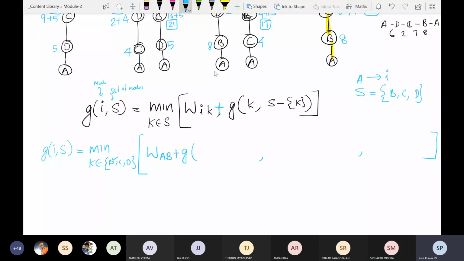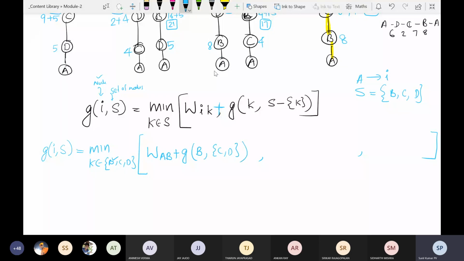This is B. So first, a node should come, then a set of nodes should come. So what is the set of nodes in this context? C and D. S minus set K means B is removed from that set, so you will get C and D. This is one value.